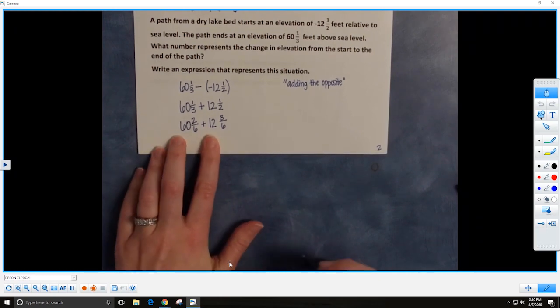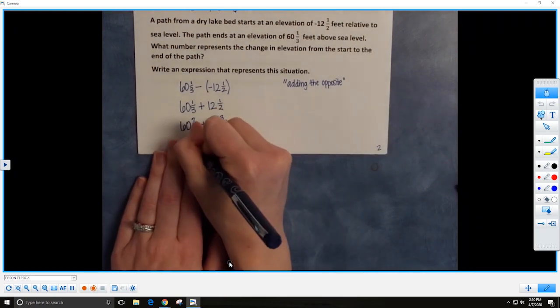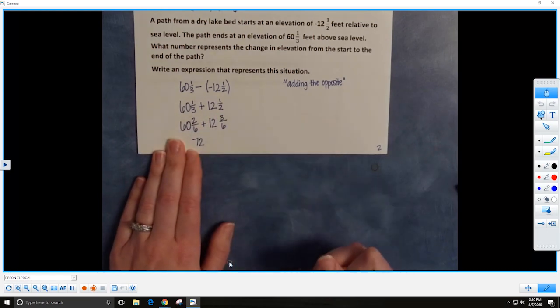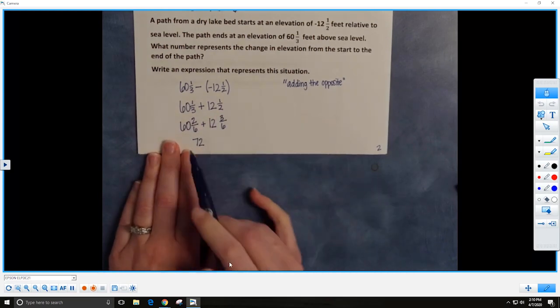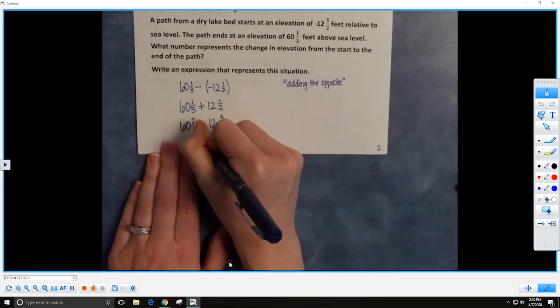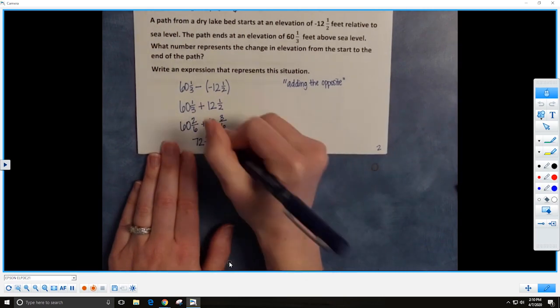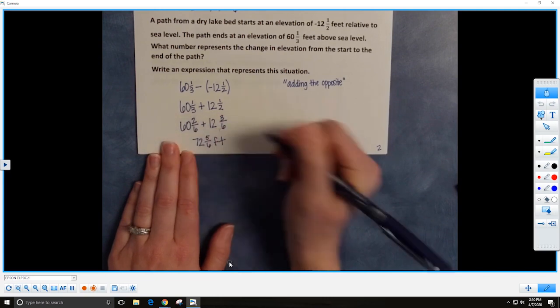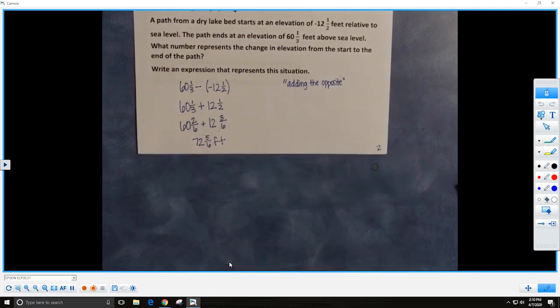Remember that you'll add your whole numbers first. 60 plus 12 is 72. And then we'll add our fractional pieces. 2/6 plus 3/6 is 5/6. And let's make sure we label that with our units. So the change of elevation here is 72 and 5/6 feet.